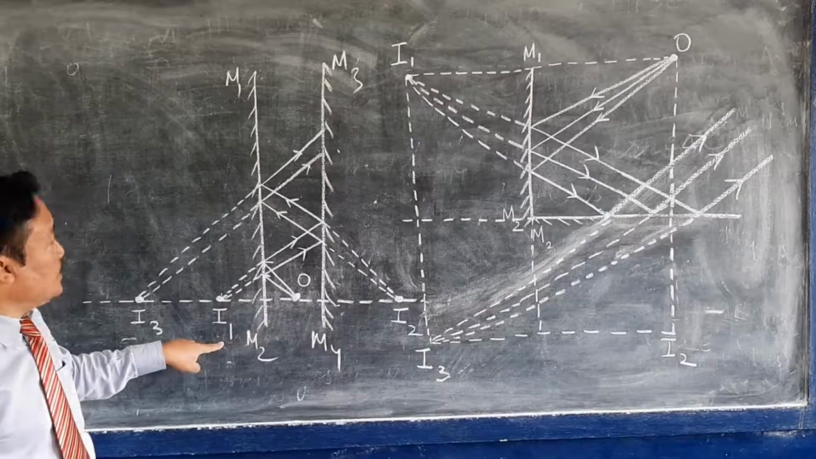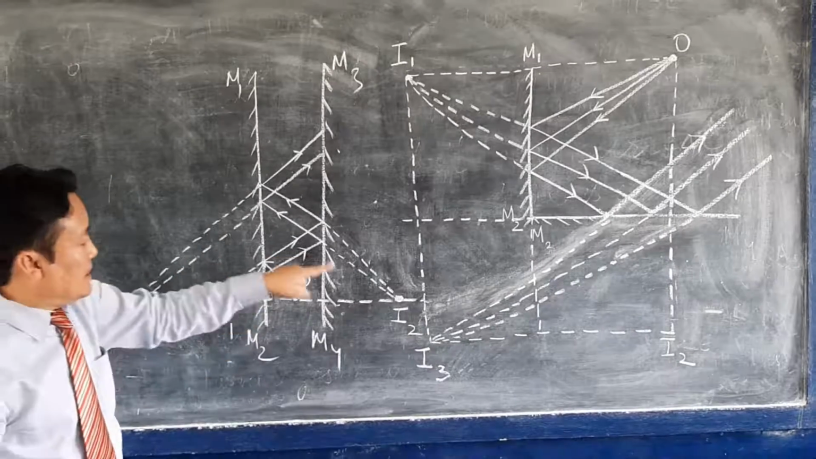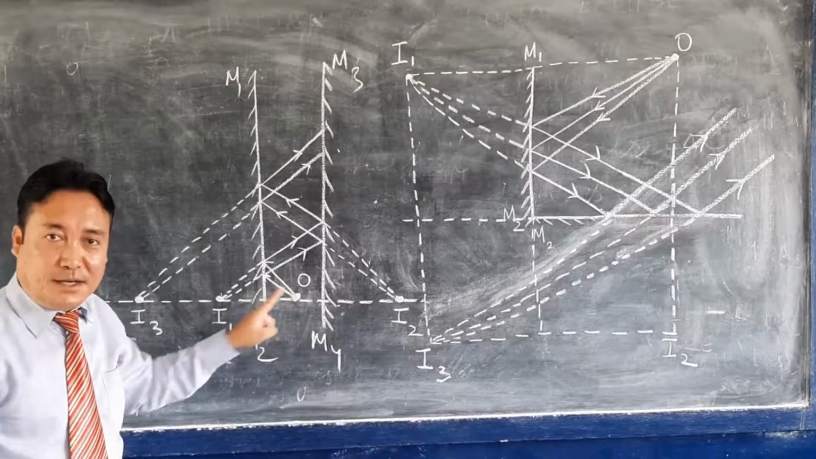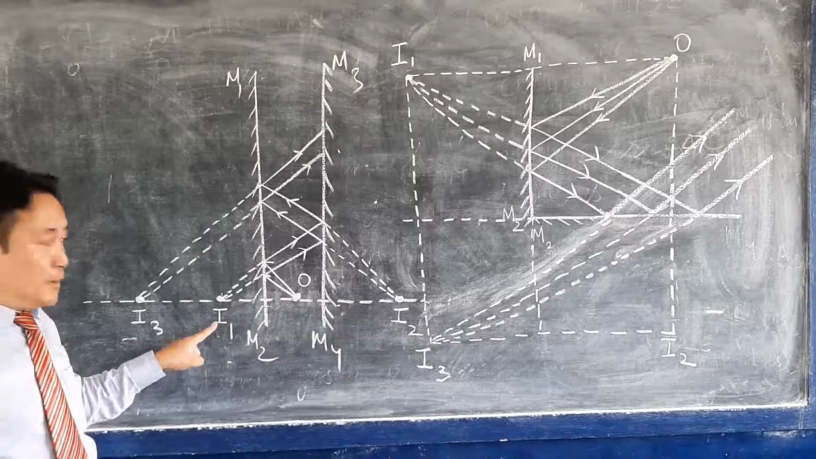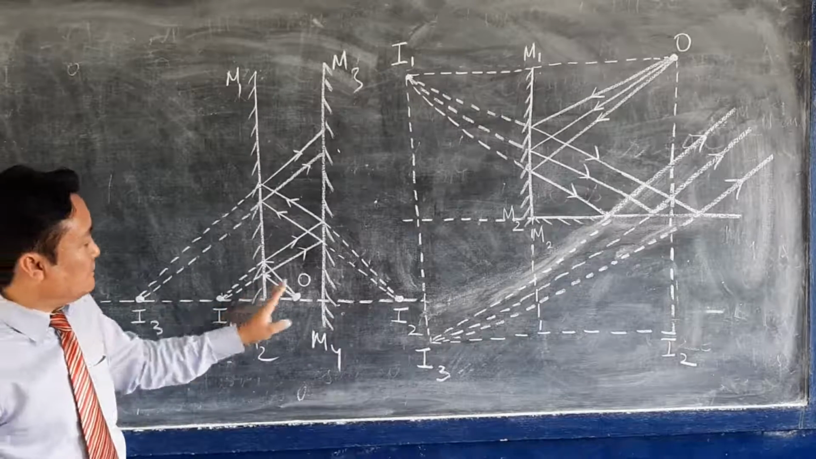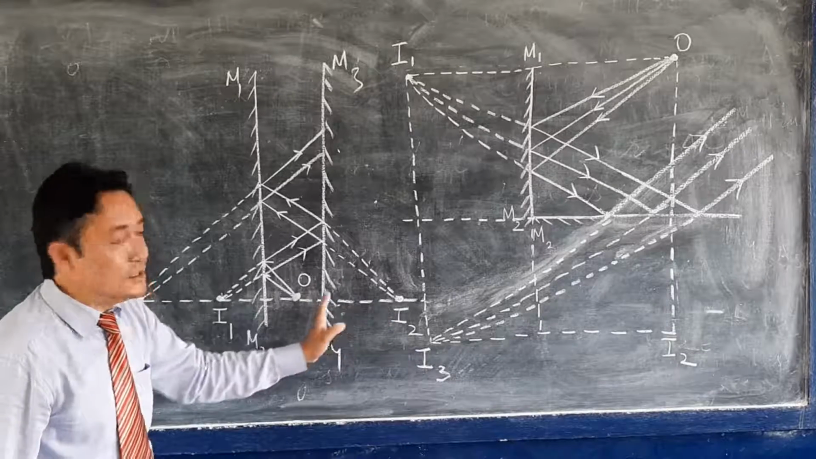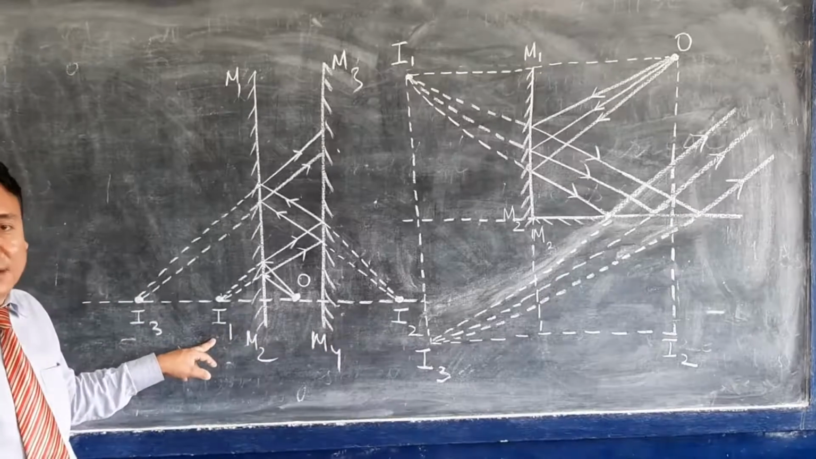So I1 is the image formed by the direct reflection of M1 and M2, and I2 is the image formed by the direct reflection of M3 and M4. But this I2 is the virtual image of I1. Why is it a virtual image? Because it is forming behind the mirror. That means this I2 is forming behind, so this I2 is the virtual image of I1.